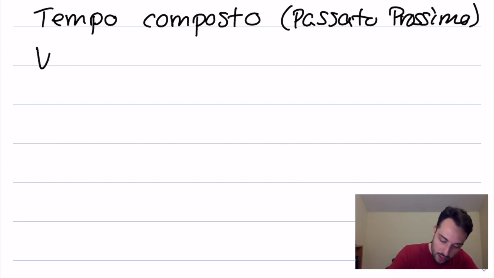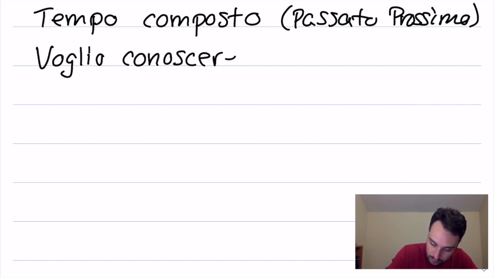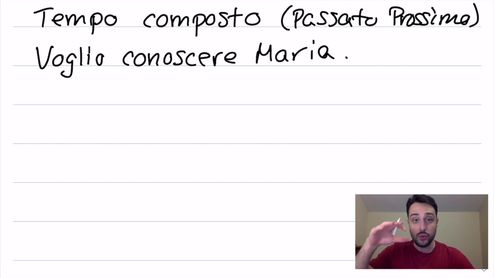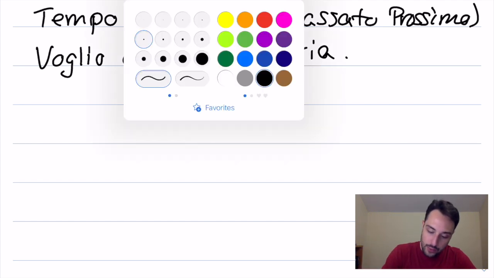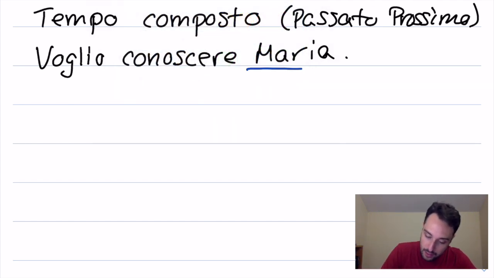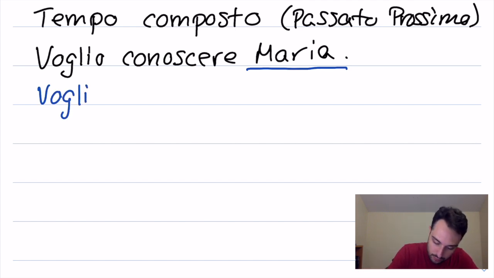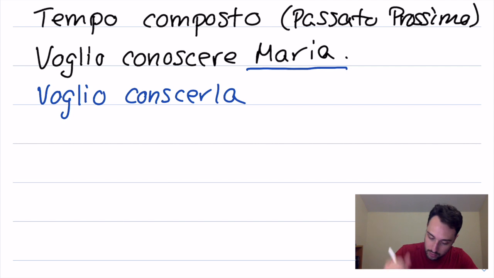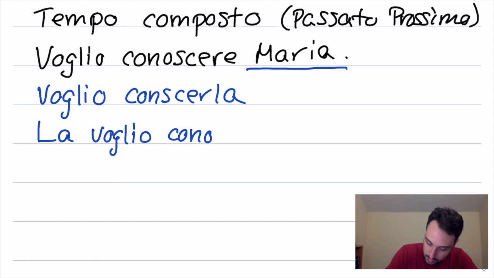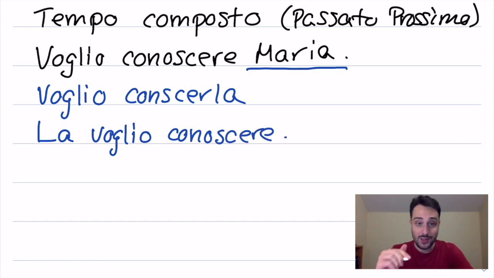Because if I said, voglio conoscere Maria, that means I want to know Maria. How could I rewrite this? With, instead of saying Maria, saying I want to know her. Voglio conoscerla, or la voglio conoscere. Because when we're not dealing with a tempo composto, we've got one verb conjugated.